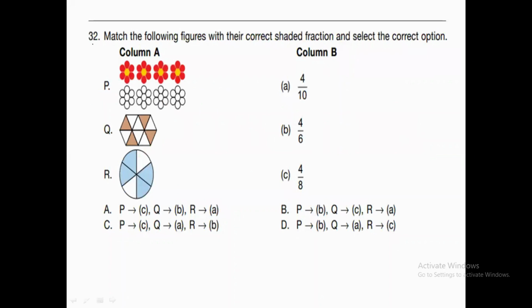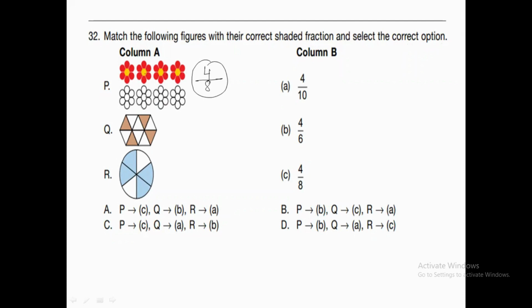Now let's move towards question number 32, which is the second question of the achiever section. You need to match the following figures with their correct shaded fraction, and then select the correct option as well. So first is option P, which has 1, 2, 3, 4, 5, 6, 7, 8, total 8 flowers. Out of this, we can see 4 flowers are shaded and colored. So what is the fraction over here? 4 by 8.